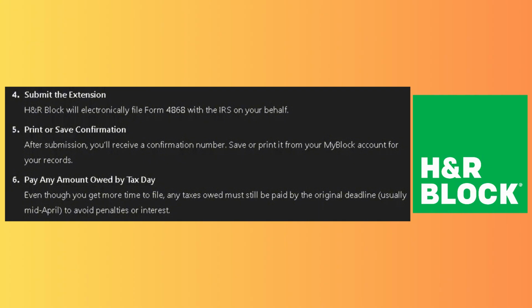Pay any amount owed by tax day. Even though you might get time to file, any taxes still owed must be paid by the original deadline, usually mid-April, to avoid penalties, interest or extra fees.